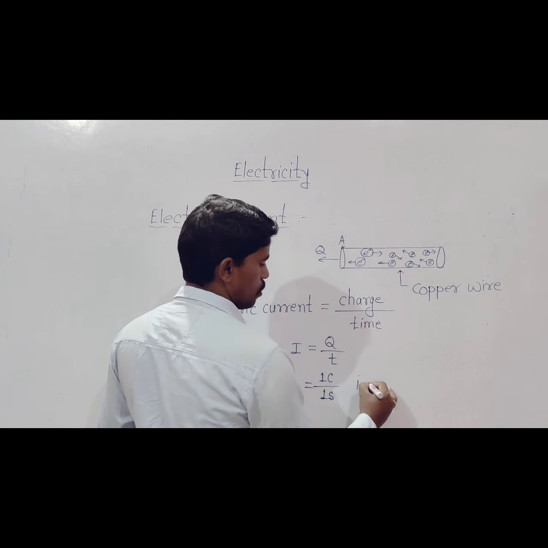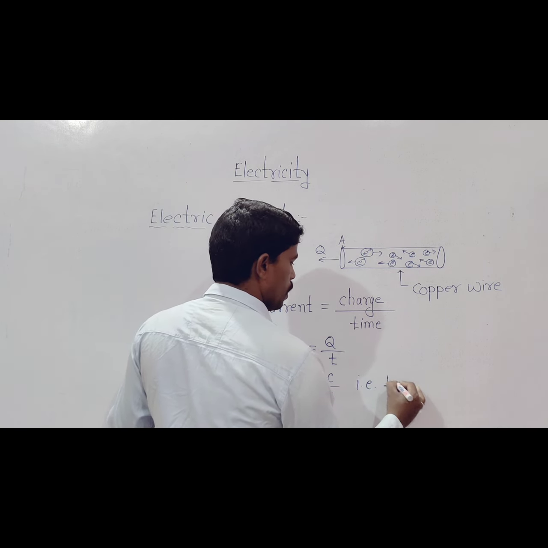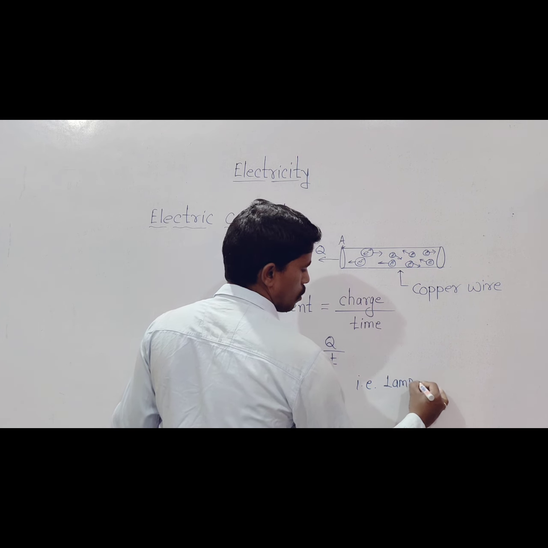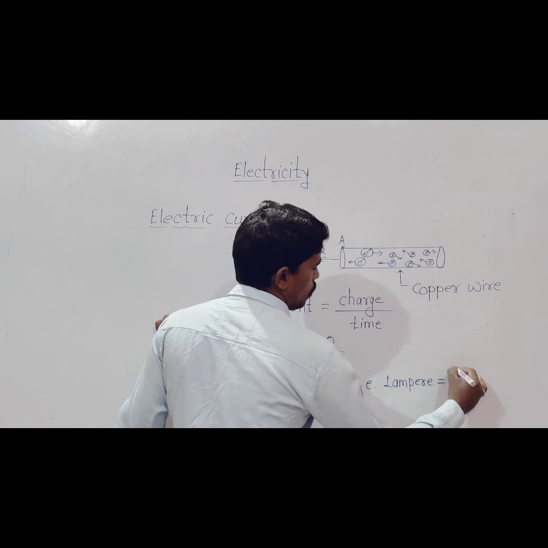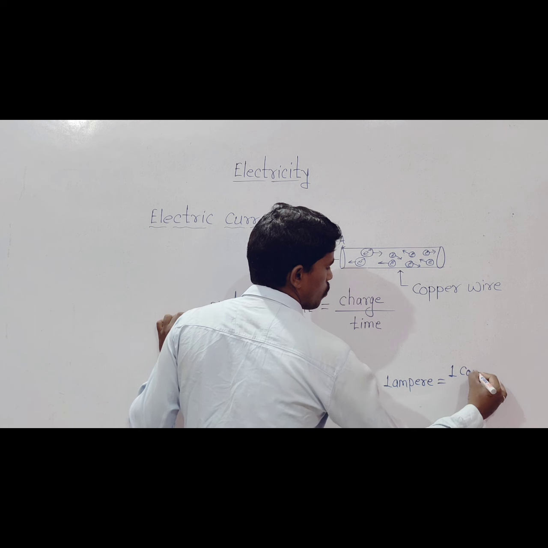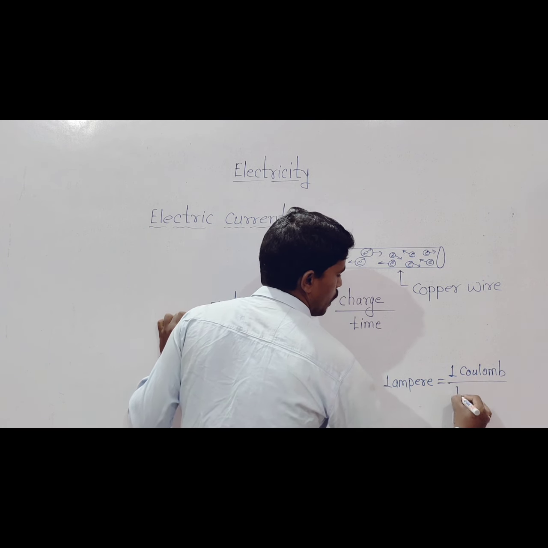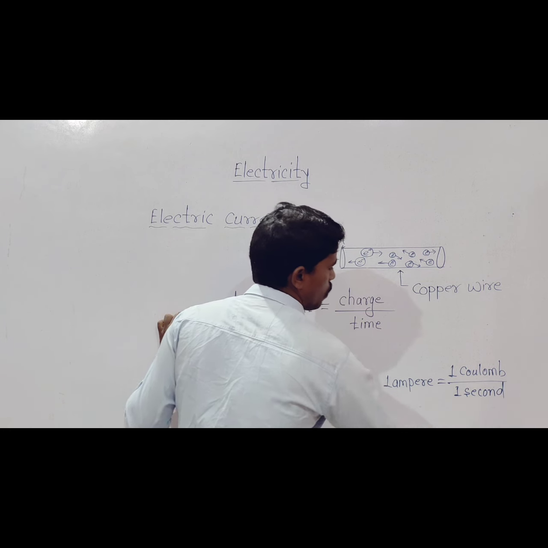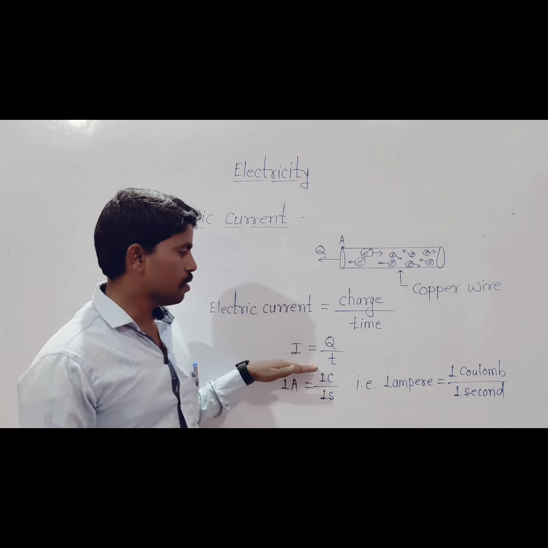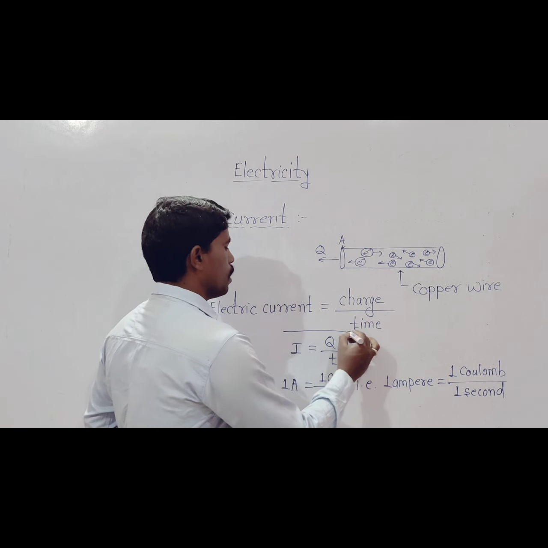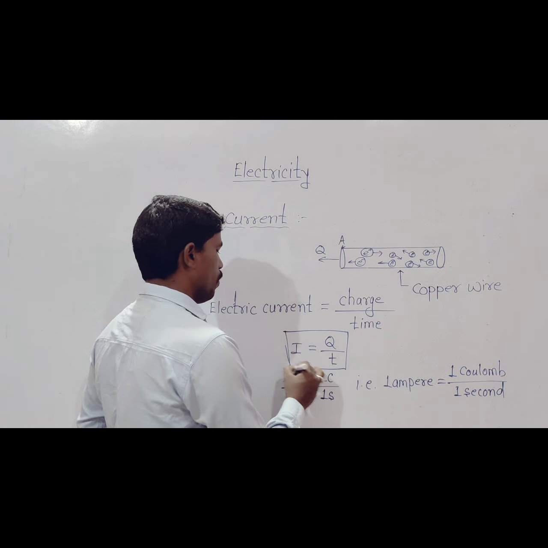Therefore we can write 1 ampere is equal to 1 coulomb divided by 1 second. So using this formula we can solve the numericals based on this formula.